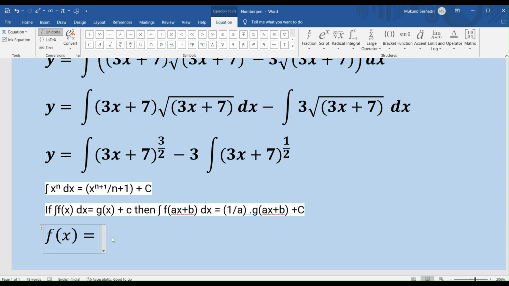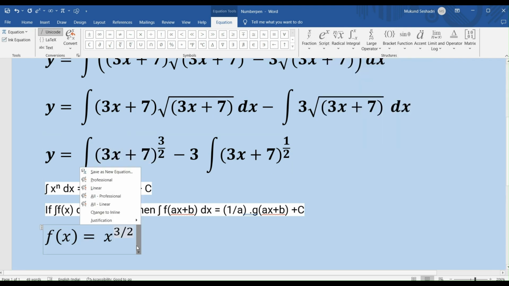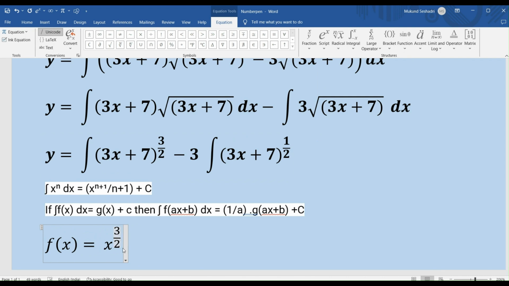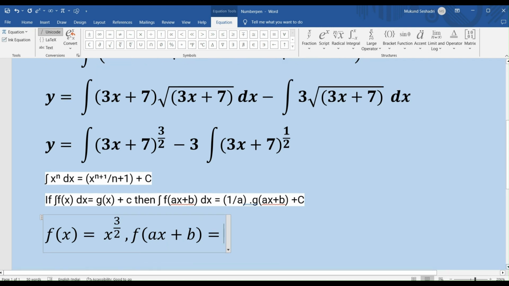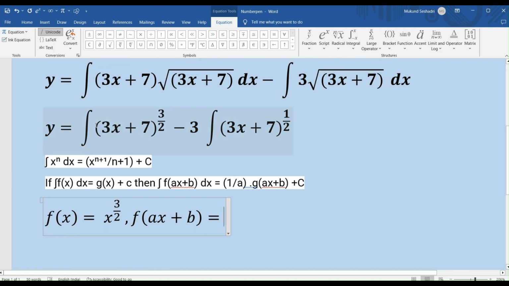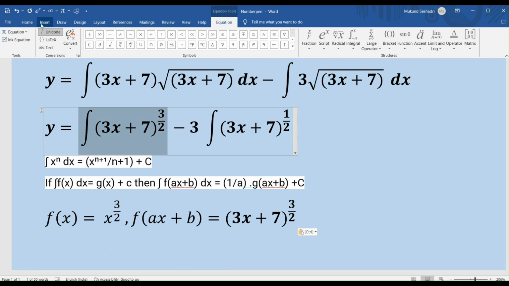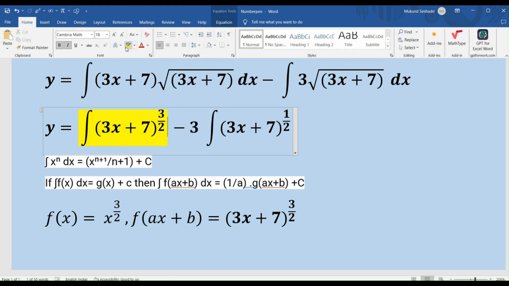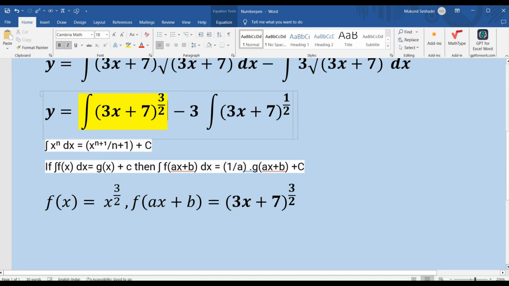My f of x for the first expression is nothing but x to the power 3 by 2, right? And in place of x, I have 3x plus 7, right? So my f of ax plus b is nothing but 3x plus 7 to the whole power 3 by 2, right? Remember, folks, we are still in the first expression, so let me highlight it in yellow. So we are trying to solve the first part for y.